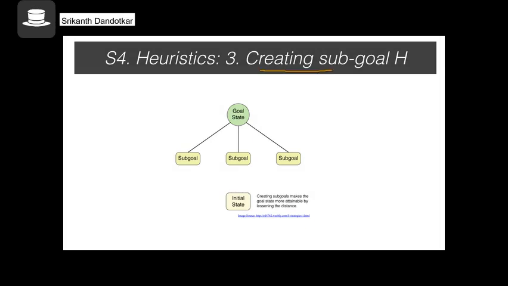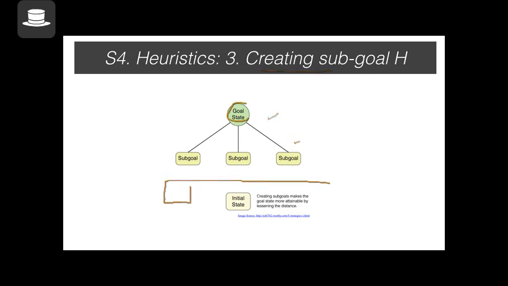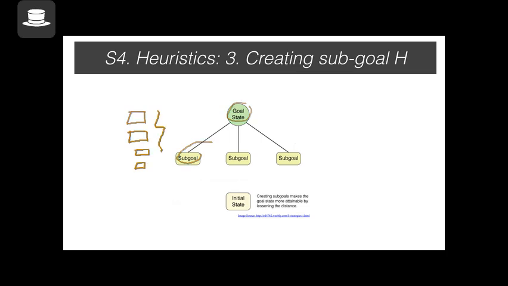Now, the creating subgoals heuristic. Mostly high school and college students use this. Just imagine you have a final paper to write. You don't just keep writing without any structure. You divide that into subgoals, right? Okay, I'm going to write the introduction, then the method section, and then maybe the results section, then the discussion section. So you divide your paper into subgoals. And when you finish these subgoals, then you have finished the actual goal.